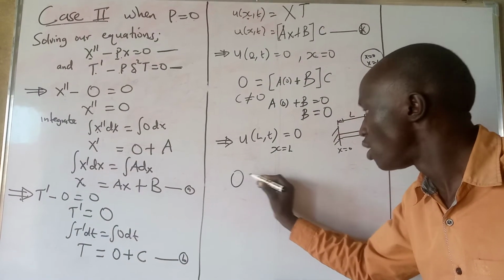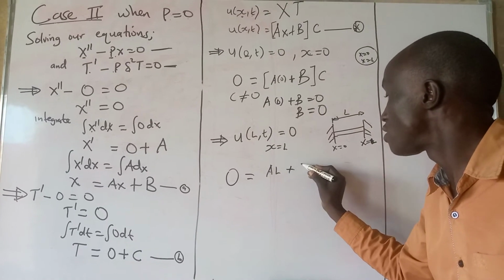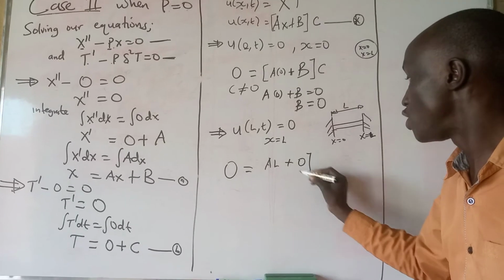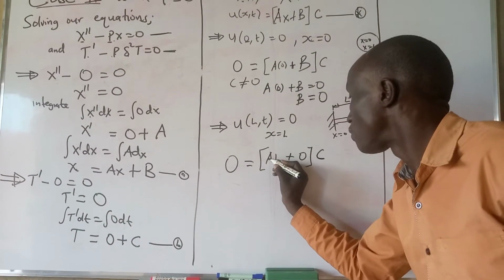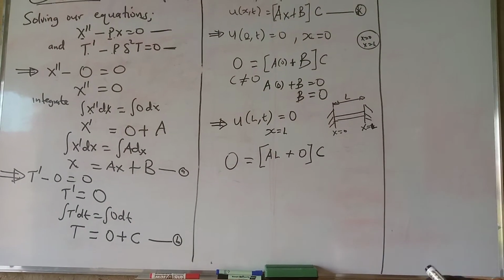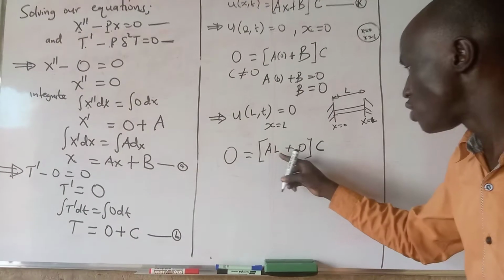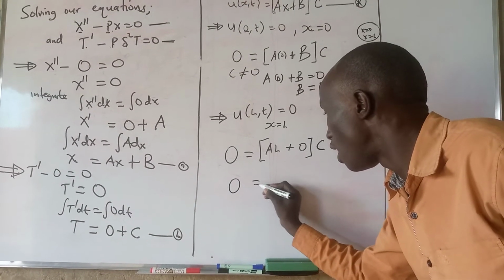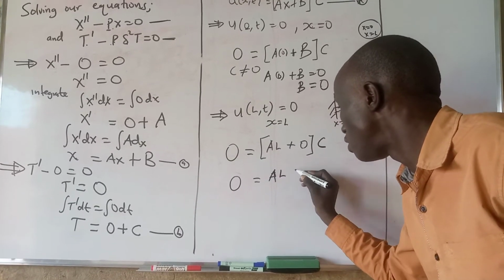So it's going to be 0, same as A times L plus B. Our B is 0 from our previous result, B is 0 times C. Very important. Now the same thing. That means AL plus 0 is AL. So it's going to be A times L times C.